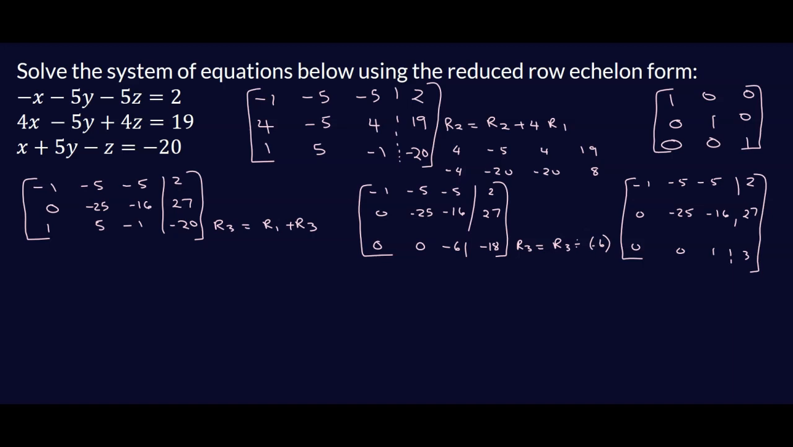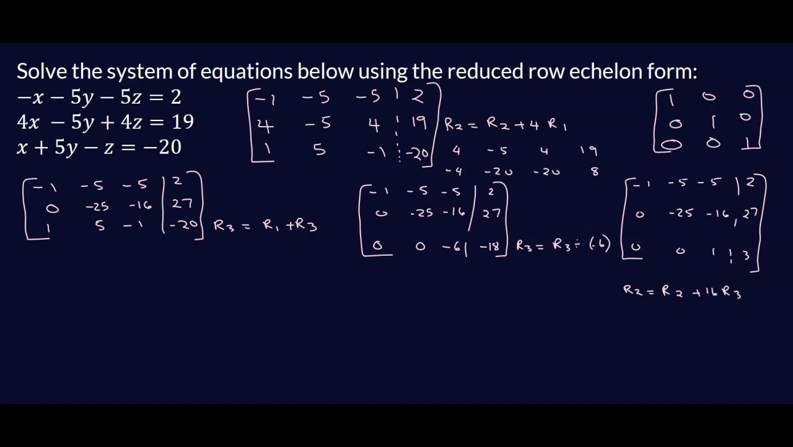What I'm going to do here is focus on this -16 first. So how do I get to -16? What I can do here is say row 2 is equal to row 2 plus 16 row 3.